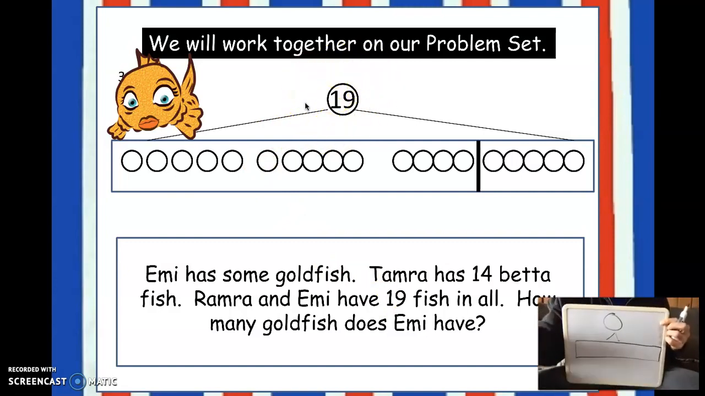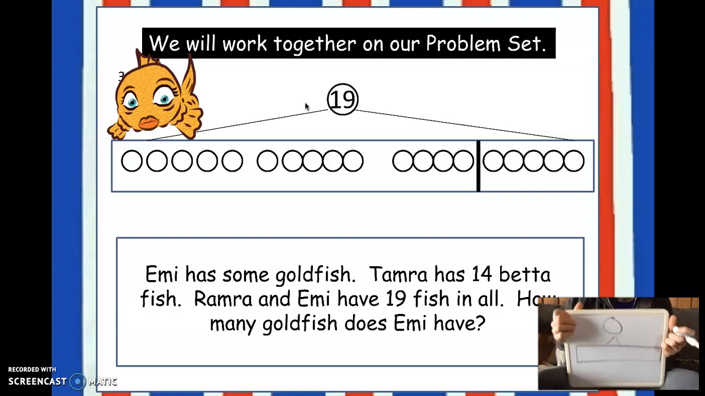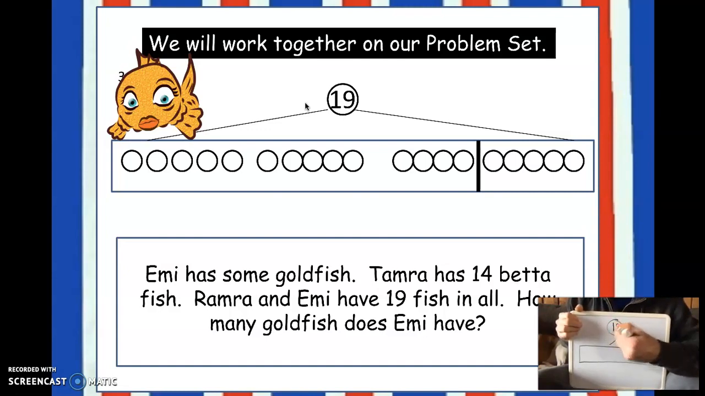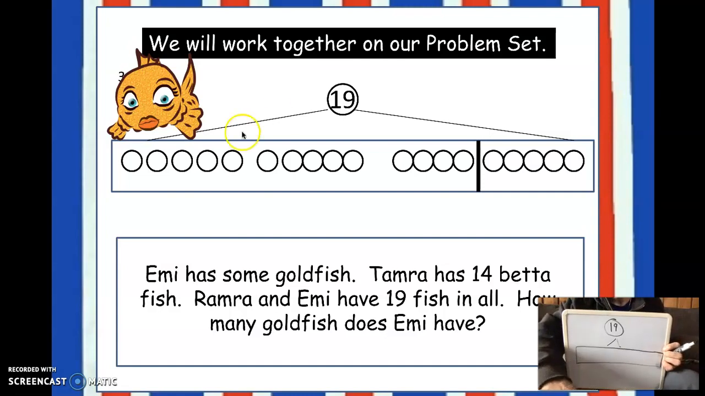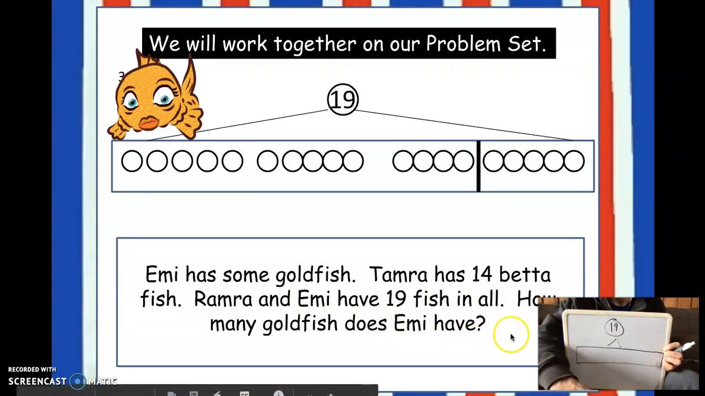So I'm going to put 19, or actually you should tell me, where does 19 go in our number bond? It goes in the whole spot. So 19 is our whole. What else do we know from this word problem? I'm sorry, I'm going to read it again. Think about what else it is telling us. Ready? Emmy has some goldfish. Tamra has 14 beta fish. Tamra and Emmy have 19 fish in all. How many goldfish does Emmy have?